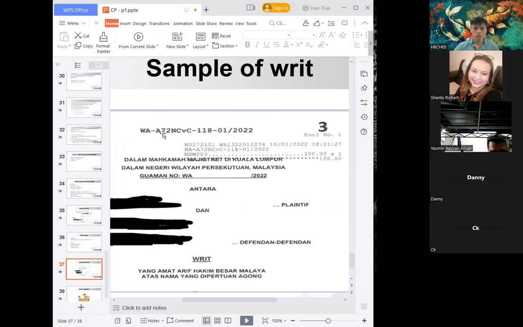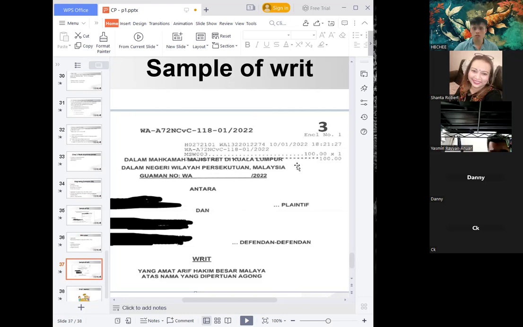A is fixed. So this is the type of the case to be filed. Then this is your case number. This is the year. So this is the entitlement in the court, and then you will see the enclosure number.